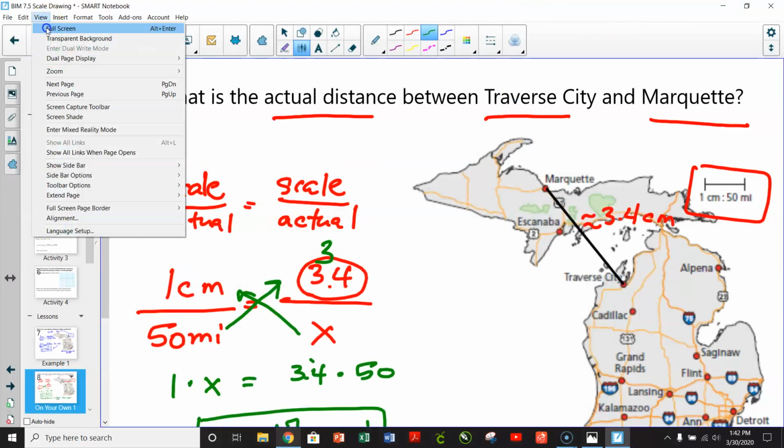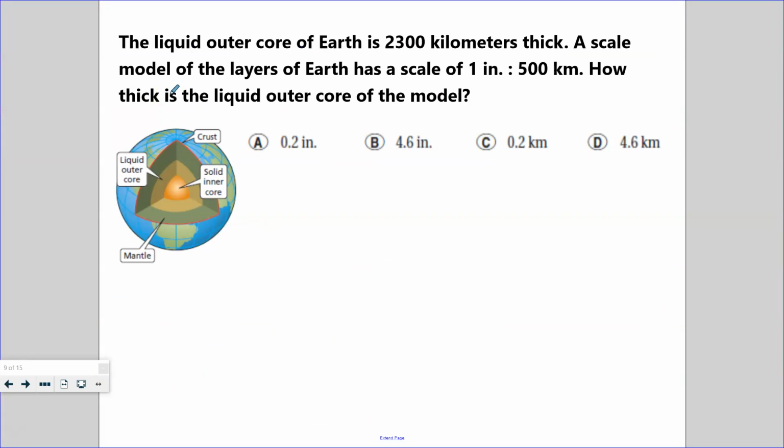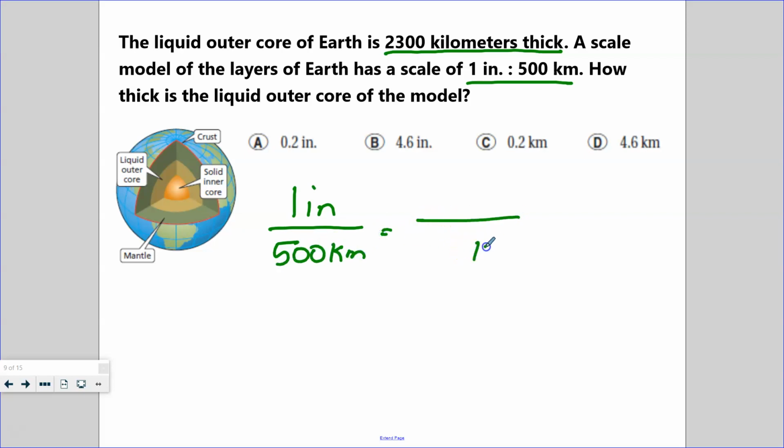All right, moving along. So the liquid outer core of the Earth is 2,300 kilometers thick. A scale model of the layers of the Earth has a scale of 1 inch for every 500 kilometers. So we have 1 inch. One of our ratios is 1 inch over 500 kilometers, and we're going to match up our units, right? So we need kilometers down here, and we need inches up here, to match up with our inches on top and kilometers on bottom.